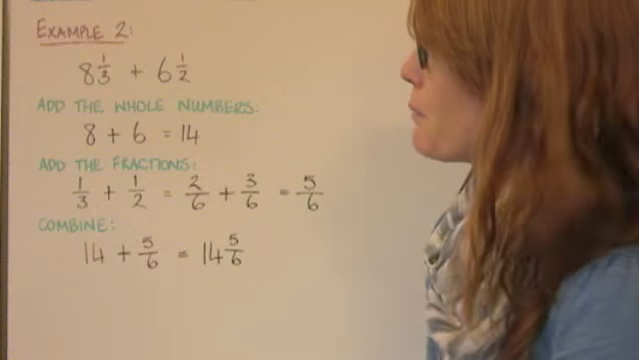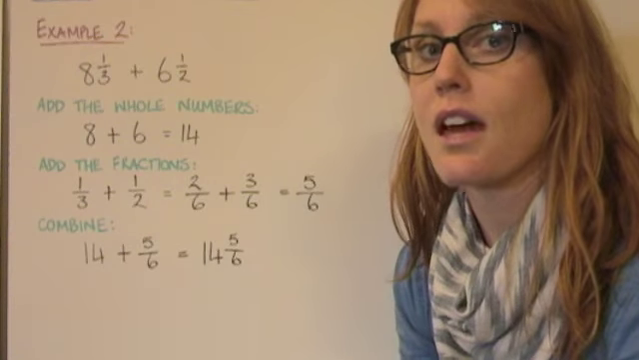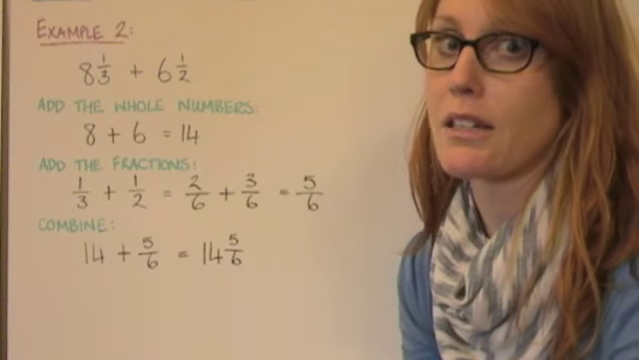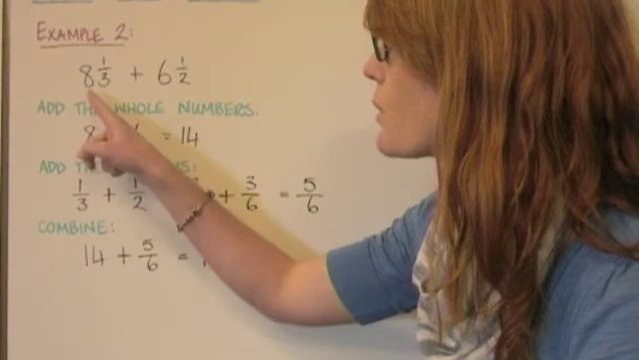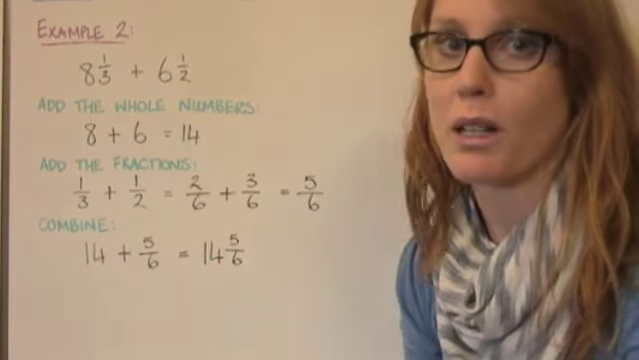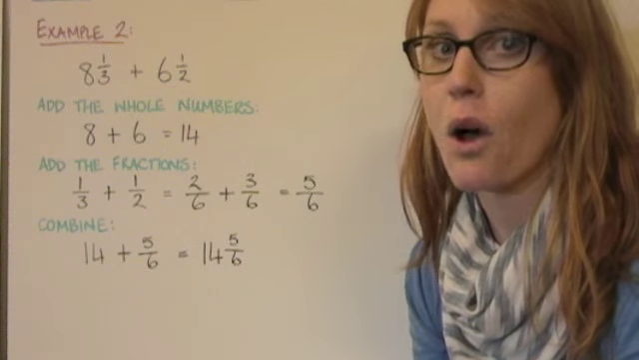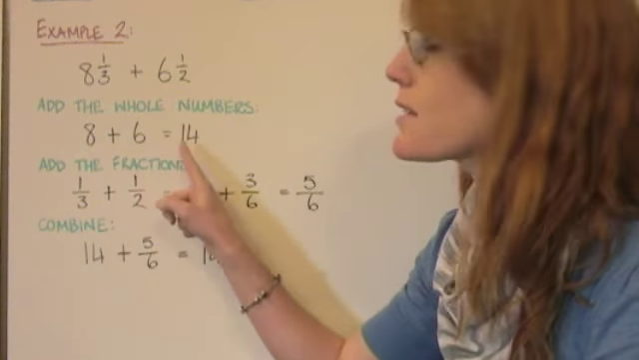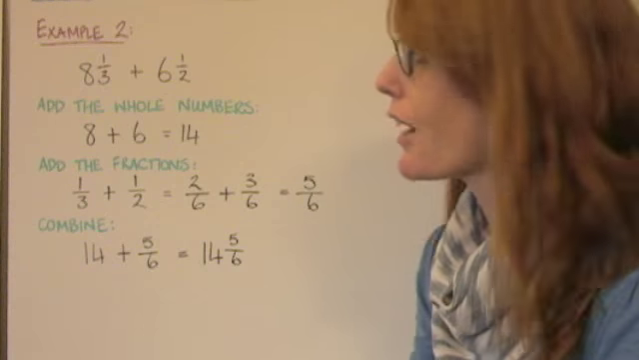In the second example, we have fractions with unlike denominators within the mixed numbers. So we have 8 and 1/3 plus 6 and 1/2. So we start by adding the whole numbers. 8 plus 6 is 14. Then we need to add the fractions.